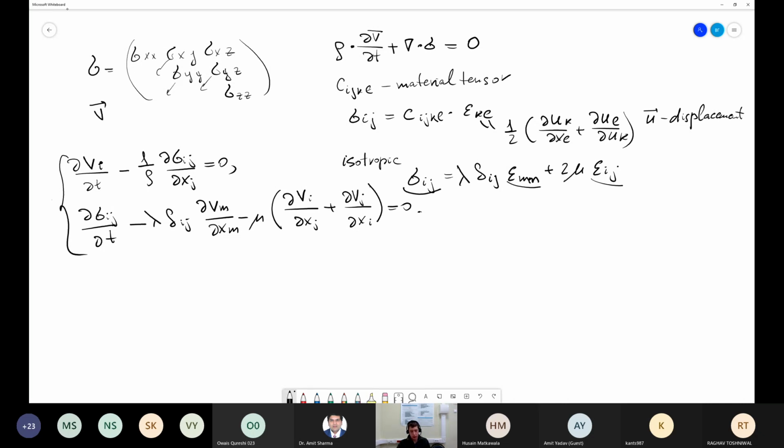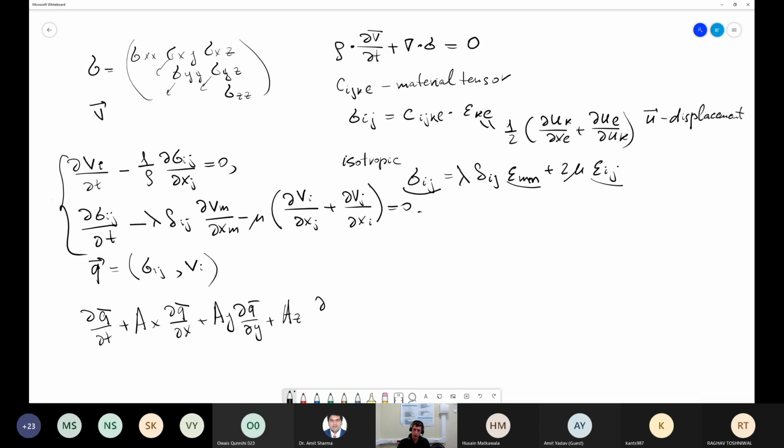And if we introduce the vector of unknowns that will contain sigma ij and also the whole vector of velocities, we can rewrite this system in the canonical form as previously: dq over dt plus Ax dq over dx plus Ay dq over dy plus Az dq over dz is equal to 0. These matrices depend only on the material parameters lambda, mu, and rho.